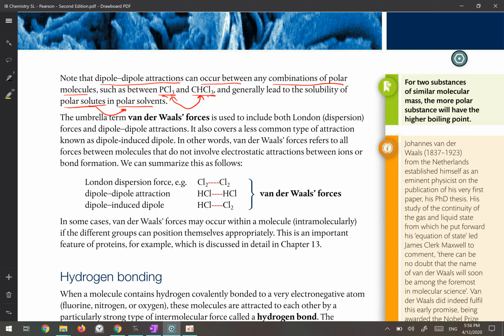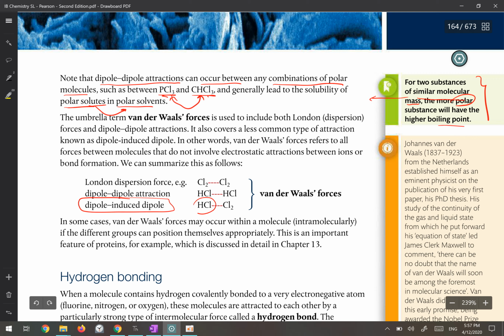And what is written here is important. It says for two substances of similar molecular mass, the more polar substance will have the higher boiling point. It says similar molecular mass, so the London dispersion force is the same for both of them. But the polar molecule, because it also has dipole-dipole attraction, its boiling point is higher than the non-polar molecule, which doesn't have dipole-dipole attraction.